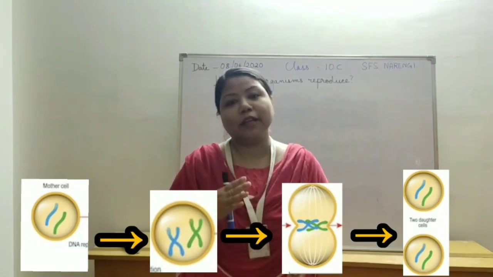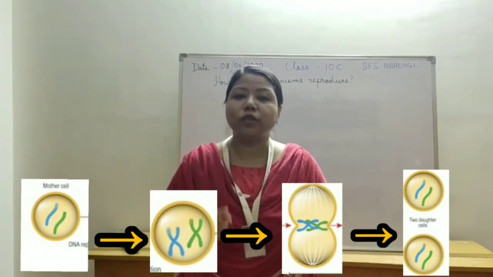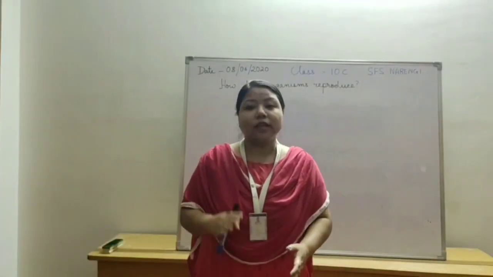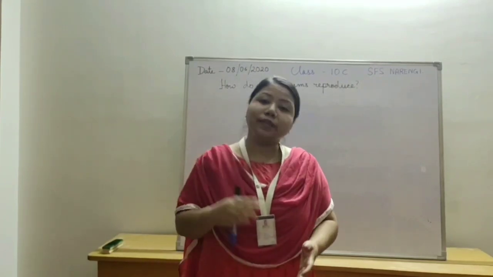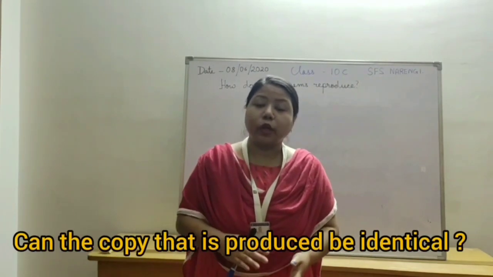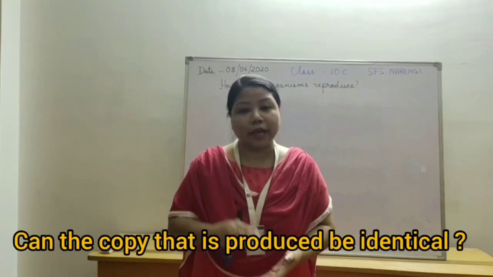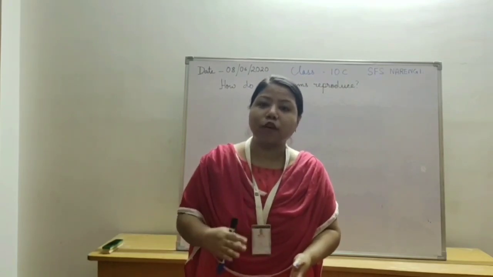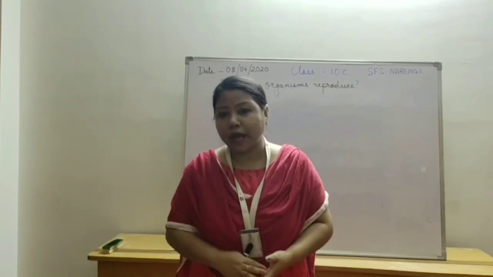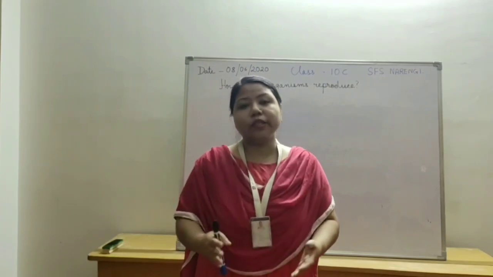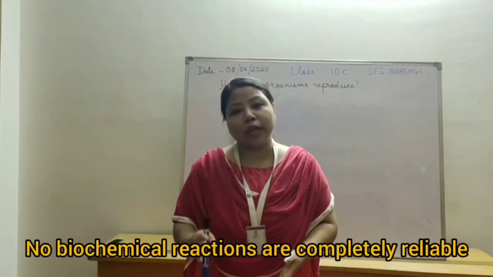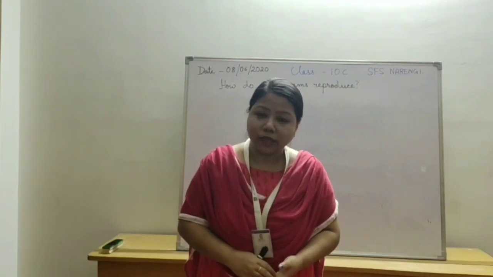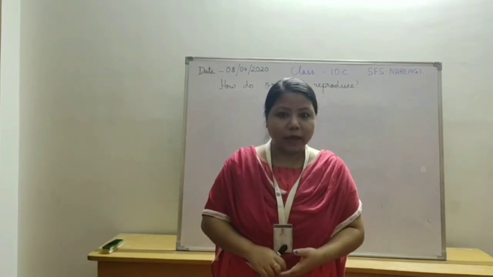And this helps in the division of the cell, which gives rise to two new cells. The two cells which are created will be similar to each other. But could it be absolutely identical? The answer depends on how accurately the process of DNA copying reaction has taken place. Yes, and no biochemical reactions can be absolutely reliable or accurate. Yes, so let us take an example.